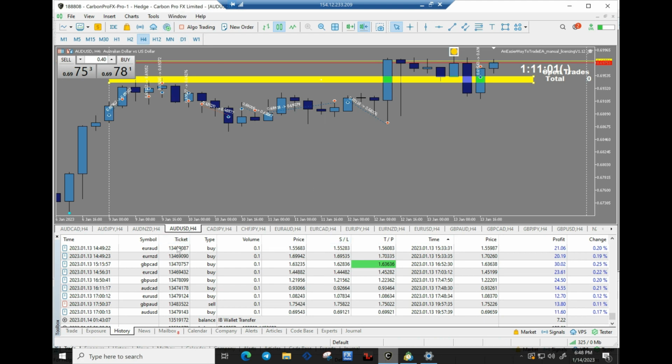Let's start off with AUD USD. We got a little bit of structure right here, right? Our entry is the blue arrow right here. This is our trade history. Entry is the blue arrow. The red is where we exited the trade at.